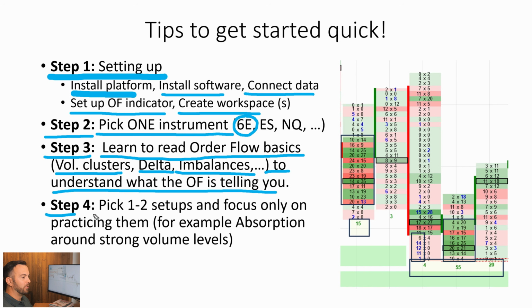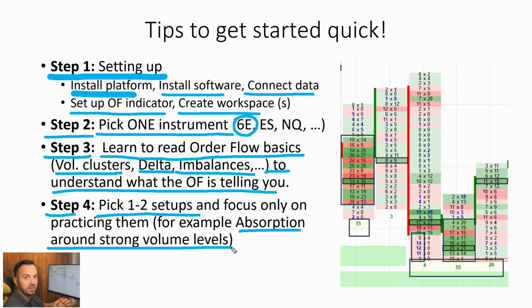And step number 4, I recommend picking 1 or 2 setups and focus only on practicing those. Could be, for example, the absorption setup, and you can look for it around strong volume zones, right? So, for example, you use volume profile to identify significant volume zones, or daily point of controls or weekly point of controls, something like that, strong volume profile levels. And when the price comes to those levels, then you open the order flow software and look for 1 or 2 setups to confirm your trade entry.